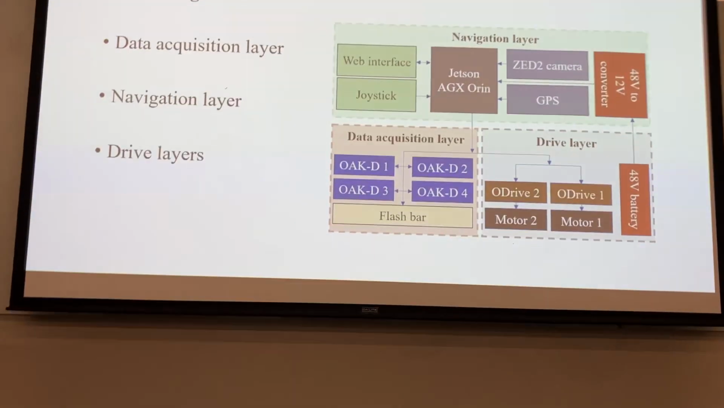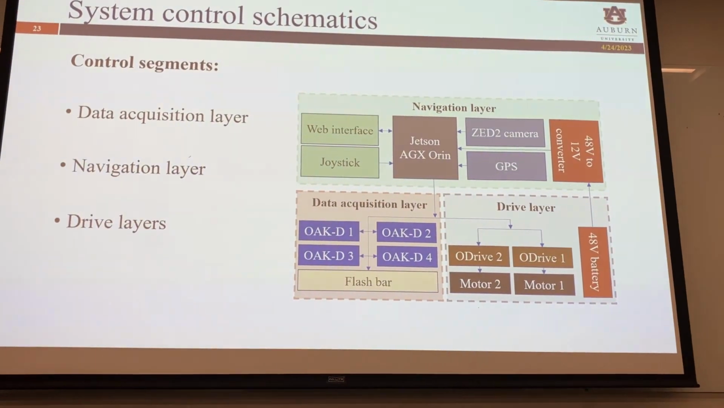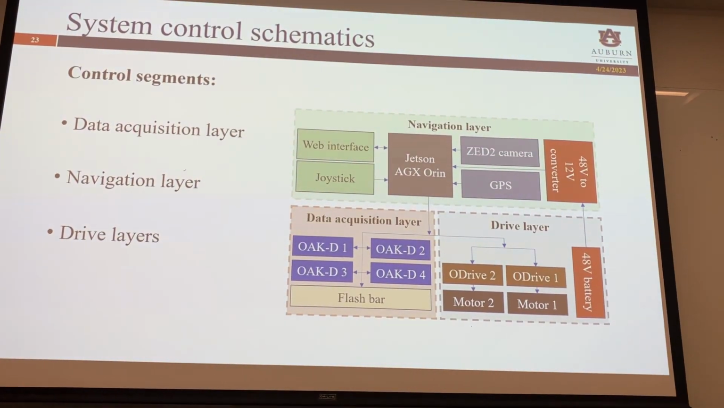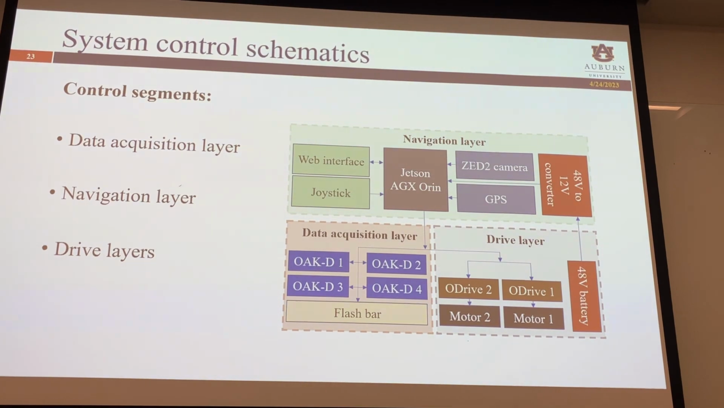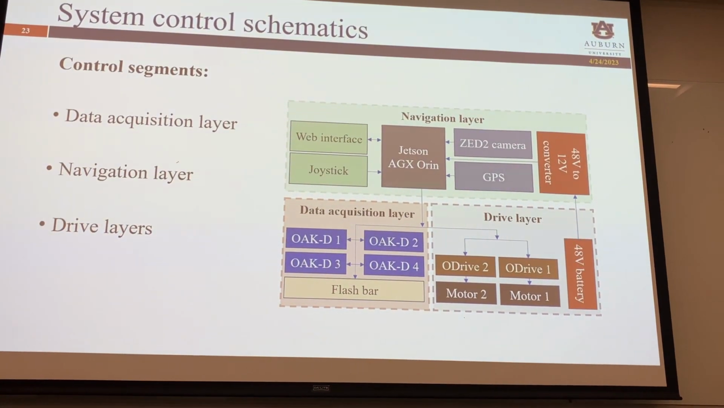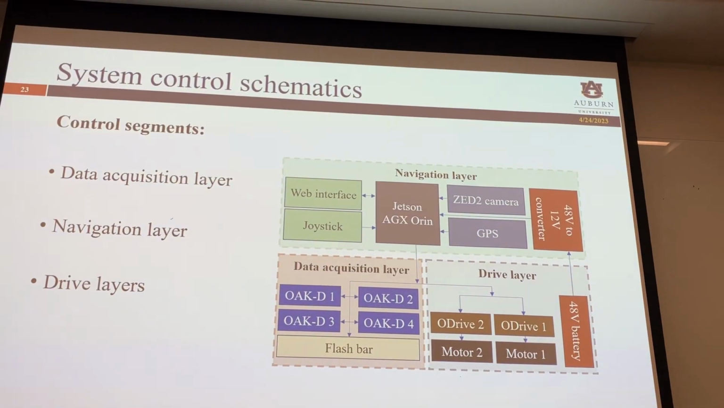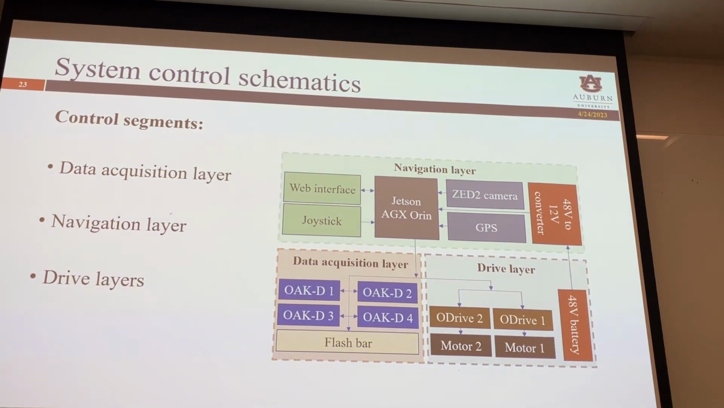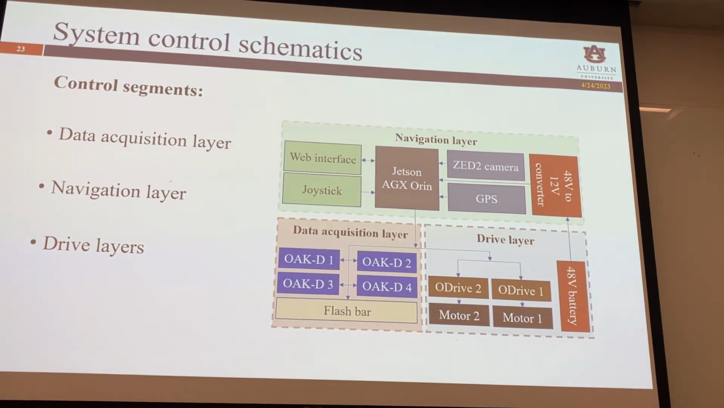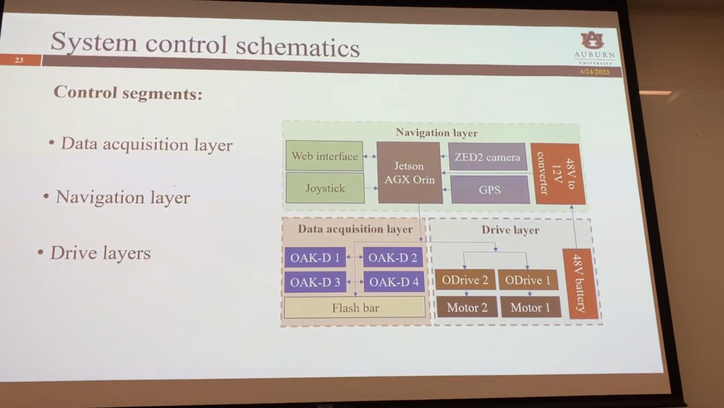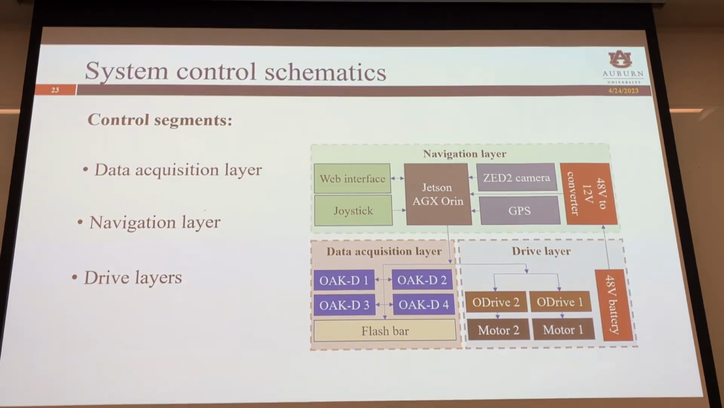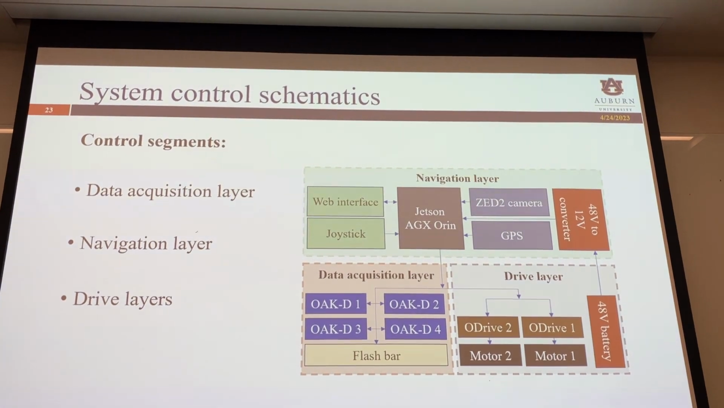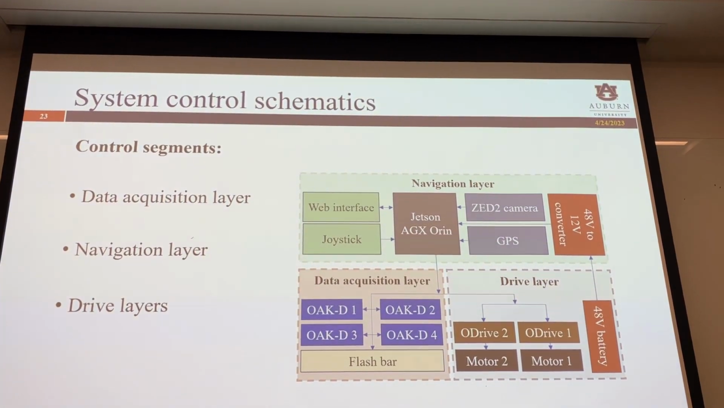This is the system control schematics. We have a data acquisition layer, both the data from seedlings and data from the environment. The data from the environment is going to be used to navigate our robot. For the navigation layer, we have the processor as well, and the processor is going to process the environment data and send commands to the drive layer, which are the motors.